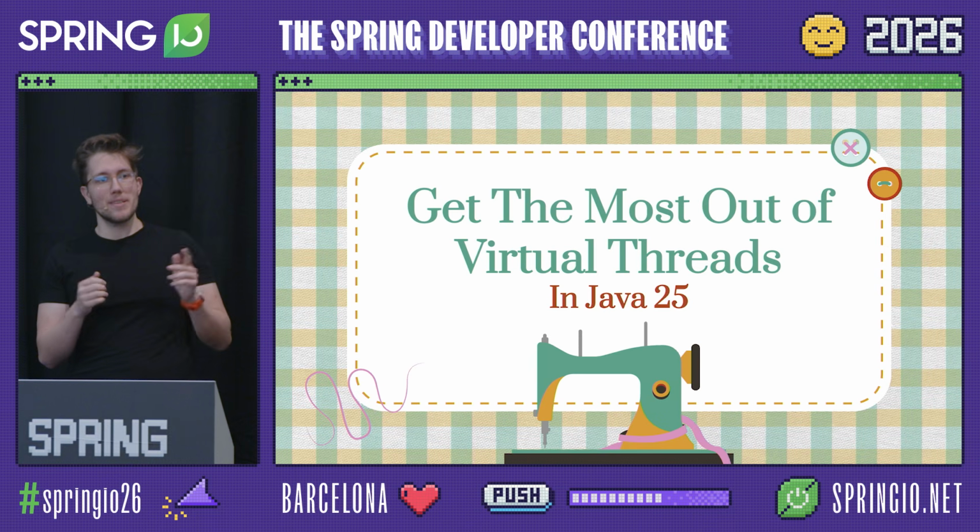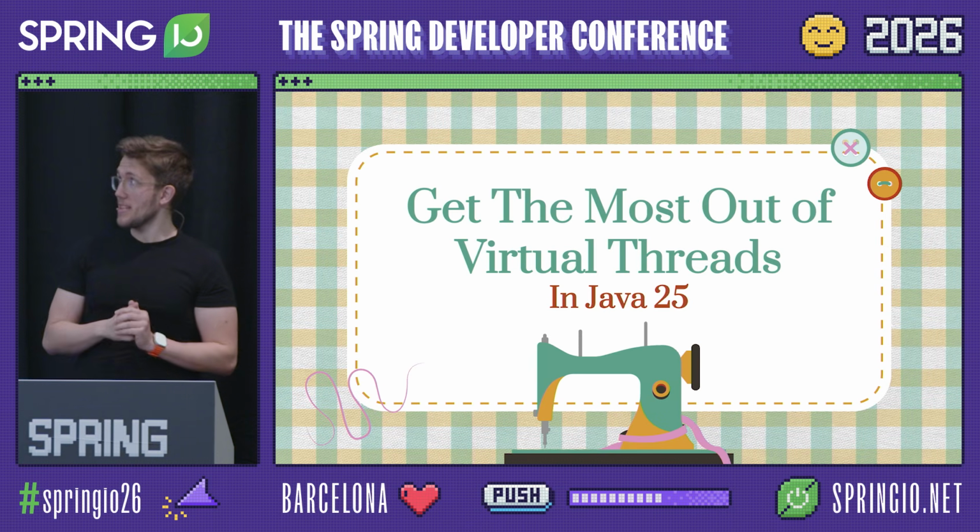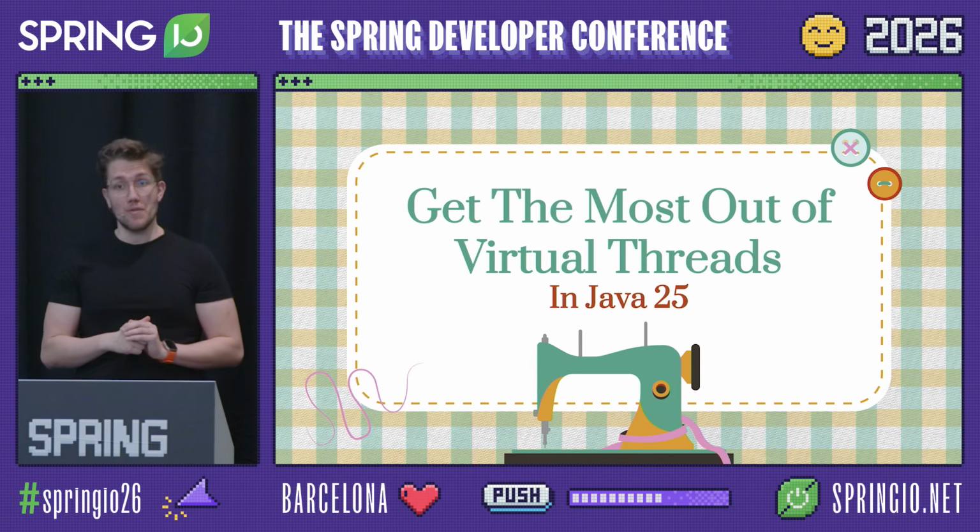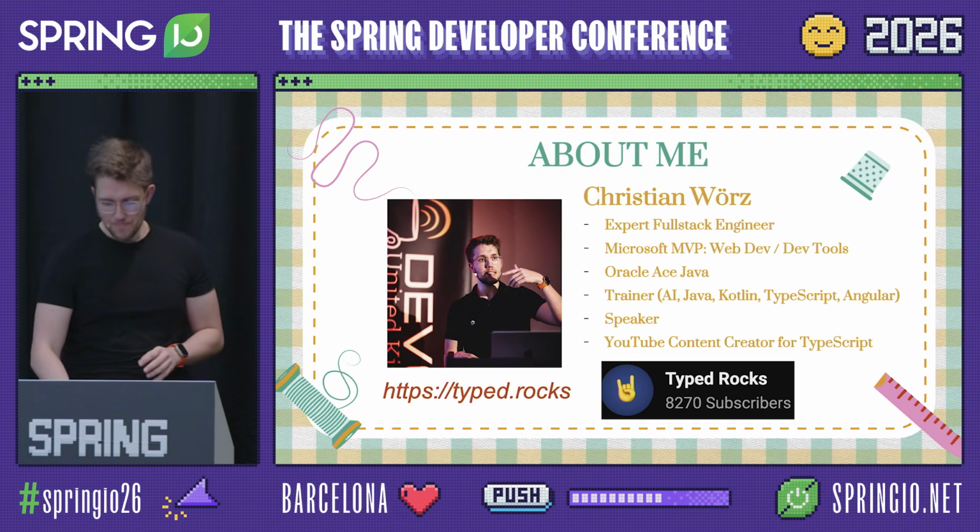We will talk a little bit in the next round, 40-45 minutes, about how you can get the most out of virtual threads in Java 25.